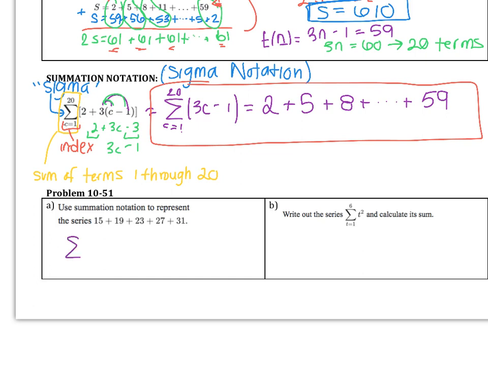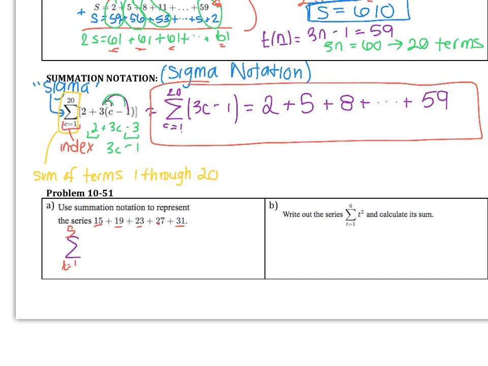from 1 to 5. So here's the thing that I forgot to say. This C can be any letter you want. It's kind of like the letter X. You could technically plug in any letter you want for a variable. So we don't have to use C. Let's say we want to use T. So we could say T equals 1. And I know that there are 5 terms. 1, 2, 3, 4, 5. So I'm going to go up to 5.